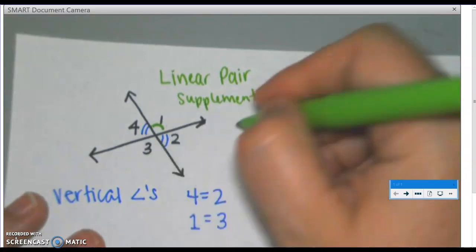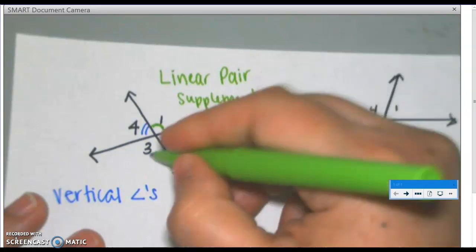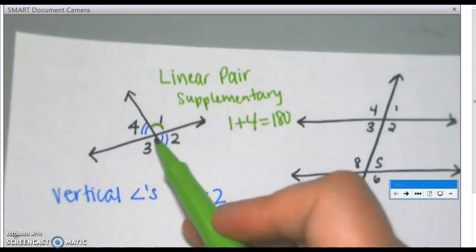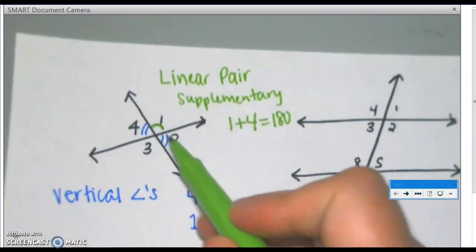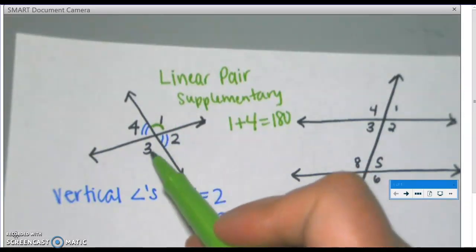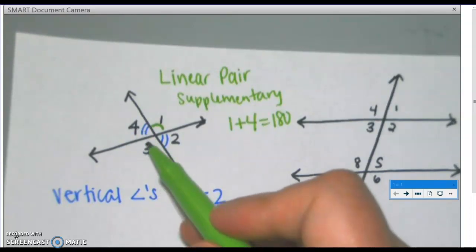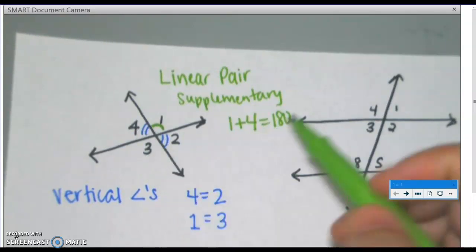So 1 and 4 equals 180. And I mean, there's a lot of linear pairs here. So like 1 and 2 are a linear pair. 2 and 3 are a linear pair. 3 and 4. Basically, any of them that are next to each other, they're going to be on that same line. So they're going to add up to 180.